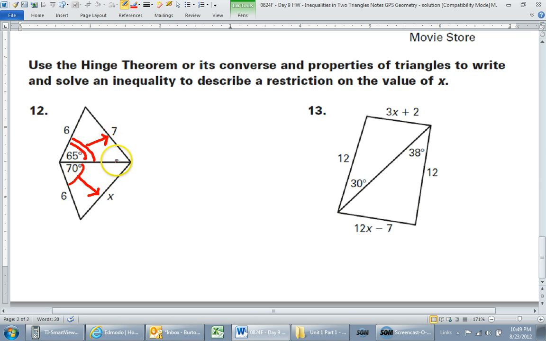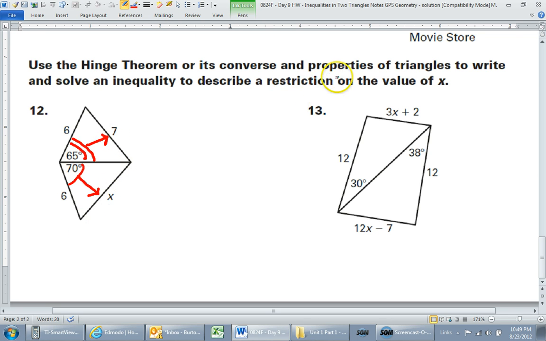And then I've got the 65 here, and that's across from the 7. So, which is bigger? The side that's length 7 or the unknown side that's length x? Which is bigger? Well, hopefully you were thinking that the x side is bigger, and we know that because the bigger side will always be across from the bigger angle, since we have congruent sides. The 6's are congruent and the shared side is congruent. So given that, the bigger side will be across from the bigger angle. If 70 is bigger than 65, then x is going to be bigger than 7.